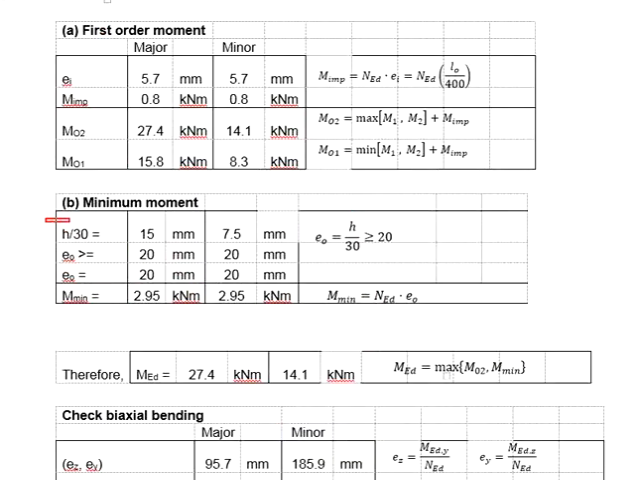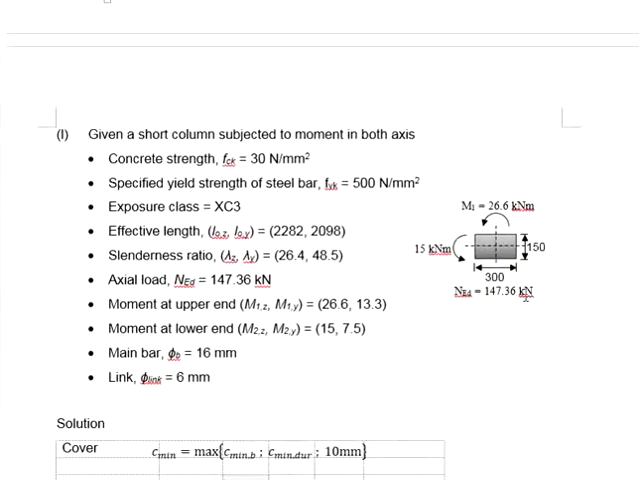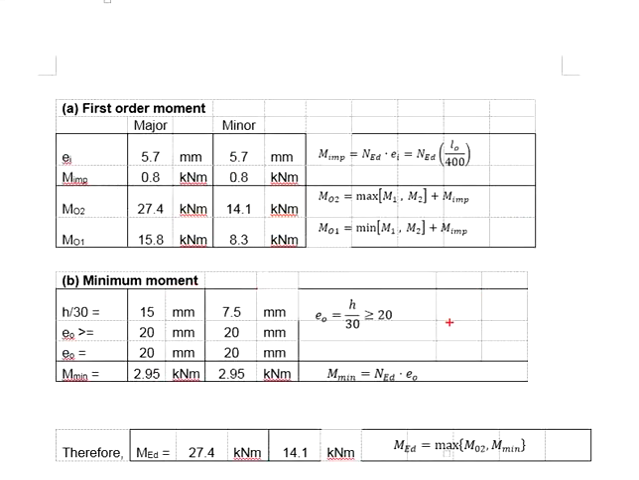Let us first deal with h divided by 30. We have the major axis and the minor axis. The h shall change accordingly. For the major axis, the h will be 300, whereas for the minor axis, the h will be 150. 300 divided by 30 gives you 10 mm. As for the minor axis, 150 divided by 30 gives you 5 mm.